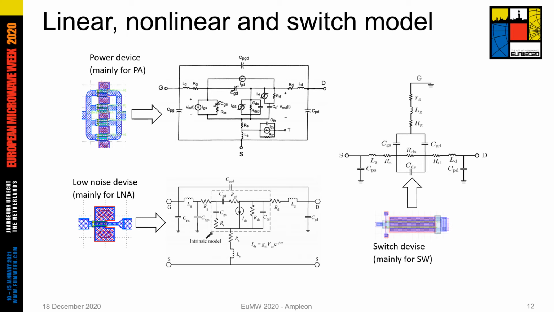About the active devices, as you know, we have three: switch, LNA, and PA, and each of them requires a different, accurate model. A linear model is mainly for the low noise amplifier, or eventually for driver amplifiers. We need a non-linear model mainly for the power amplifier to capture the non-linearity. We also have the switch model, which needs to capture the impedances and also the losses for the two states of the switch.